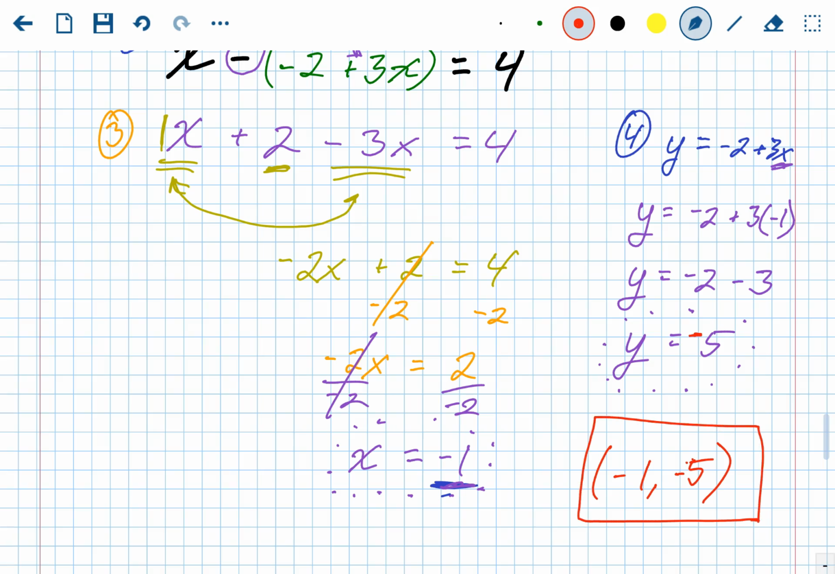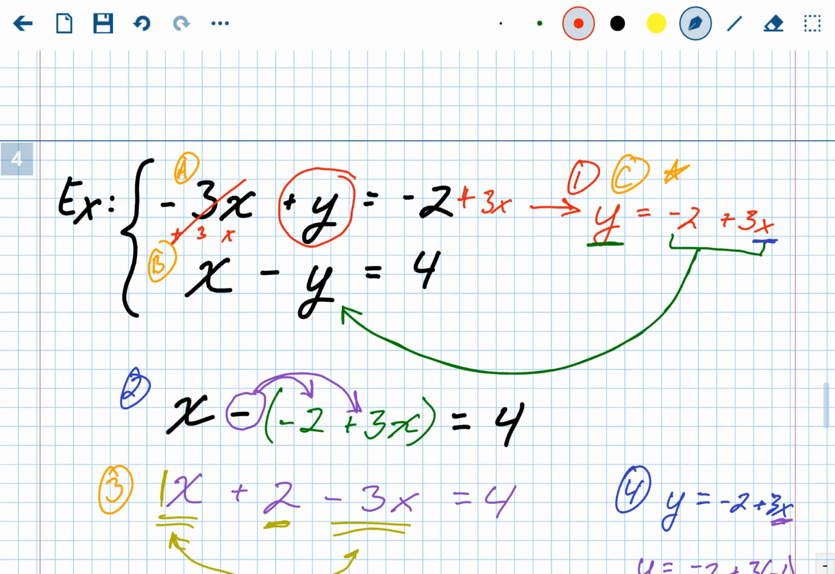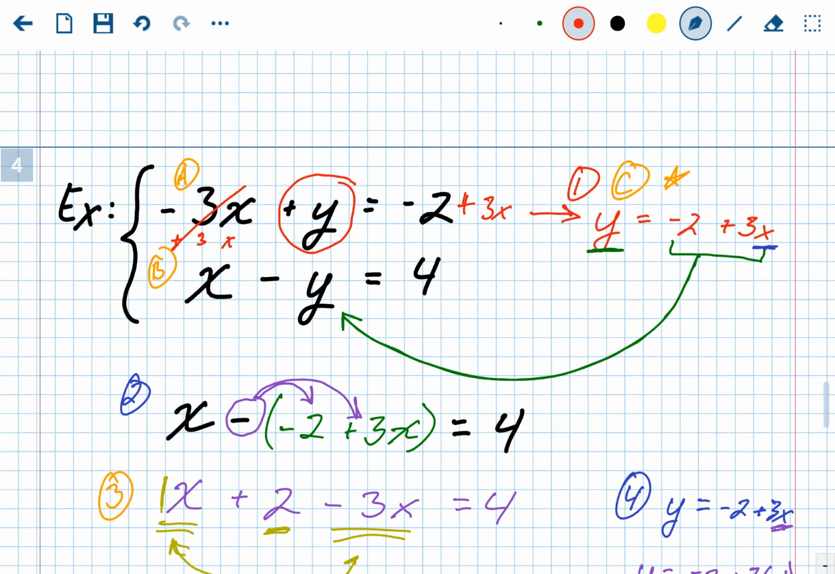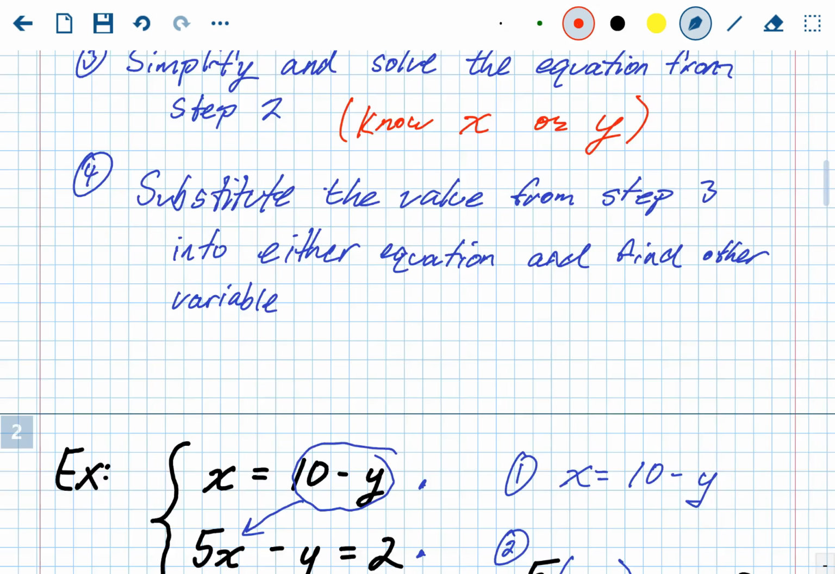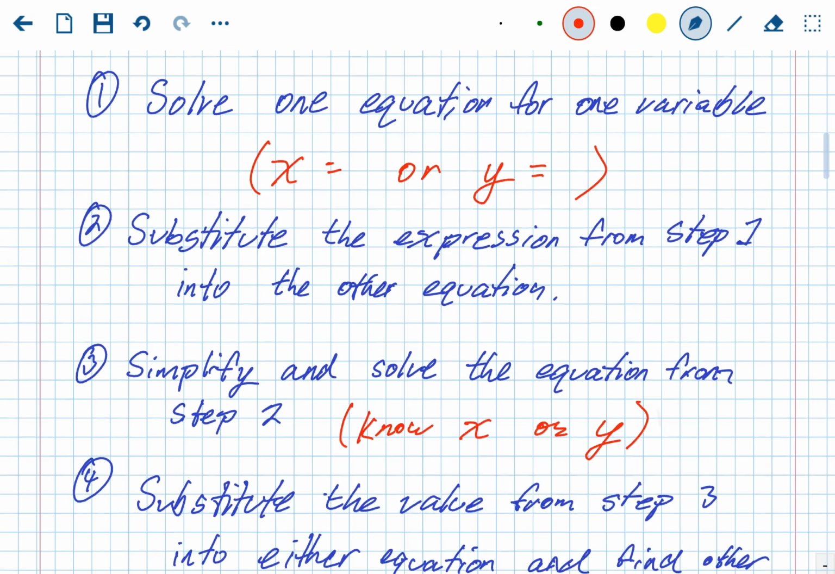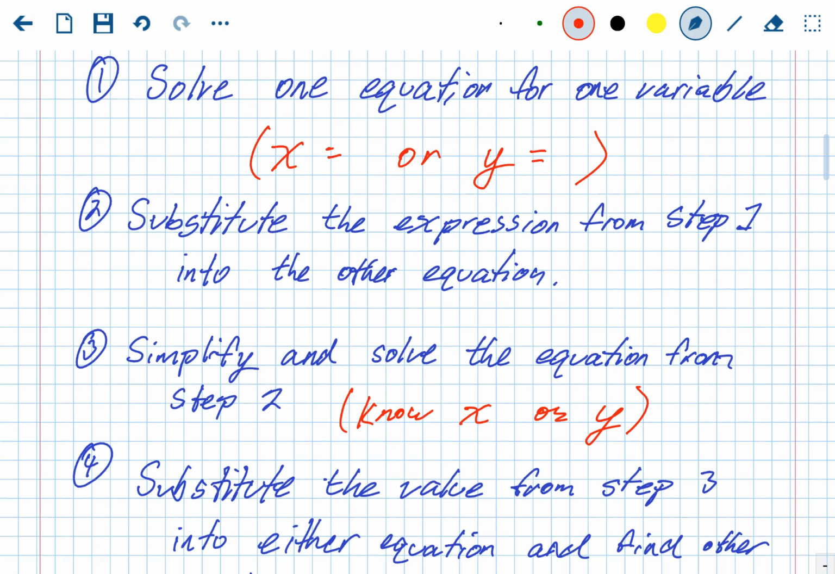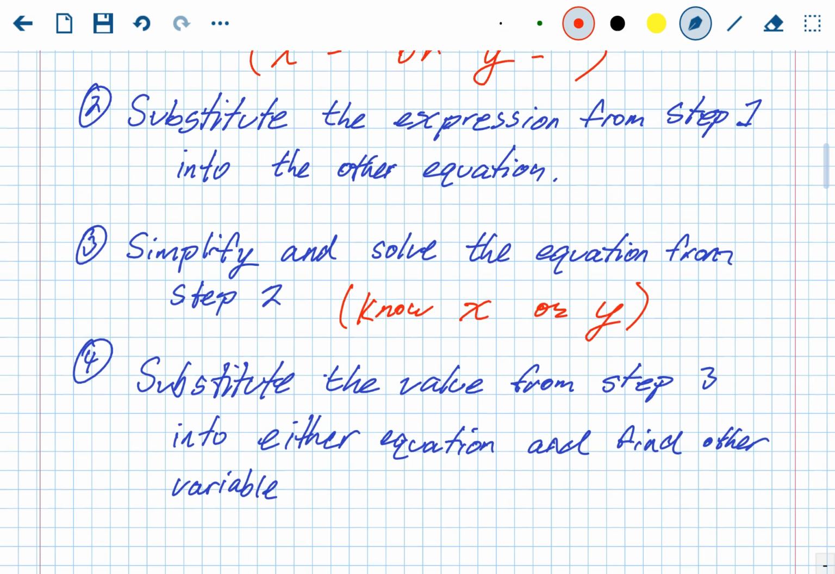So those are the two main types of substitution. One where step 1 is done for you, so it's already written in a form where x equals or y equals part of the equation, and one where you have to force one of the variables to be isolated. But the steps are all the same. You want to get one variable, x equals or y equals, by itself. You substitute that into the other equation. Simplify and solve. After step 3, you're going to know one of the variables. You just plug that variable back in to find the other missing variable.